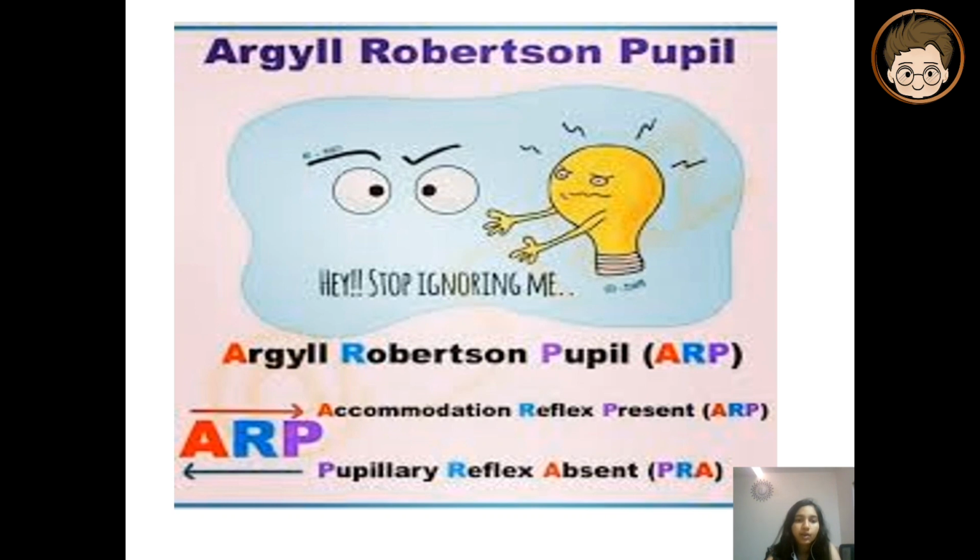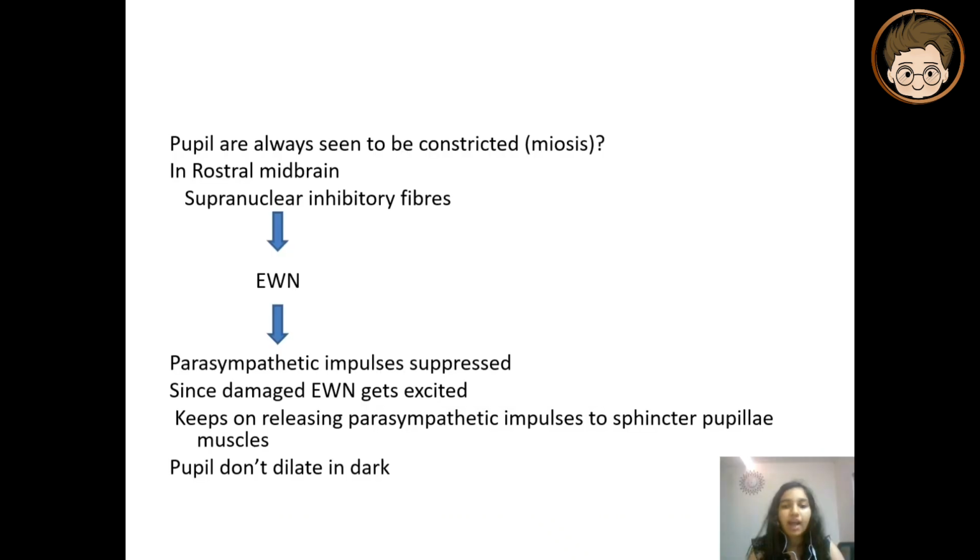When you're writing Argyll-Robertson pupil, like ARP, remember accommodation reflex present, ARP. And when you're writing PRA, that is the reverse of the ARP, we can remember pupillary reflex absent. In Argyll-Robertson pupil, we know that it does not react to light, but even though they do not react to light, they are normally seen to be constricted.